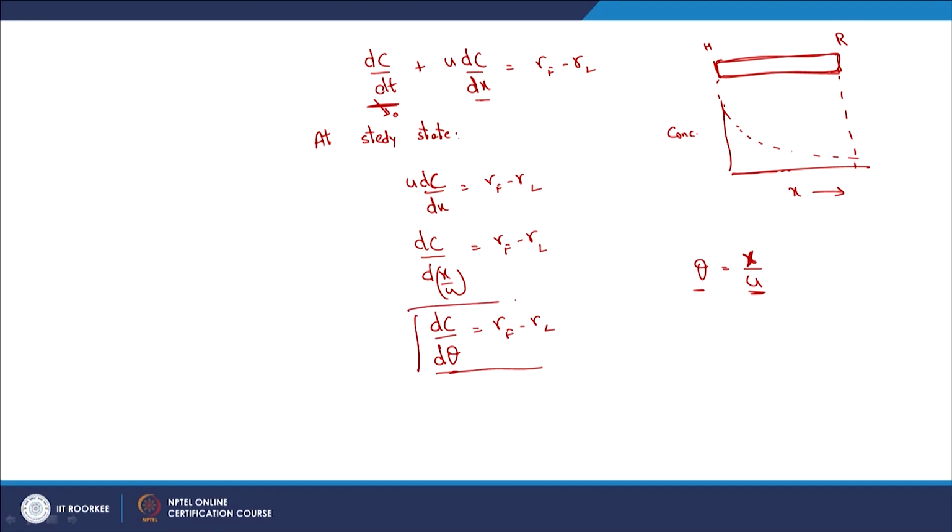It gives an idea about the average time the relevant compound, or the water molecule, or in this case the compound, stays in that particular system. That is the hydraulic retention time. How much time does the relevant compound stay in that particular system? So here, dC/dθ equals rate of formation minus rate of loss.